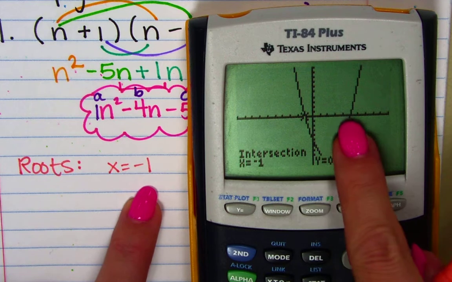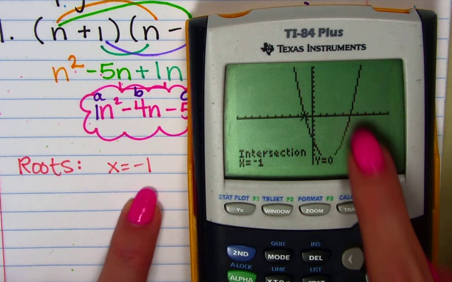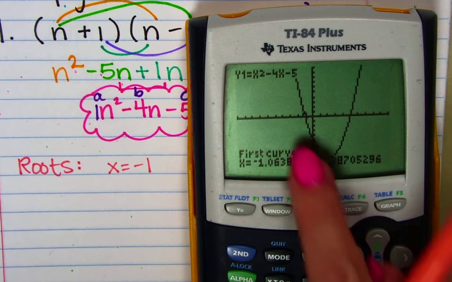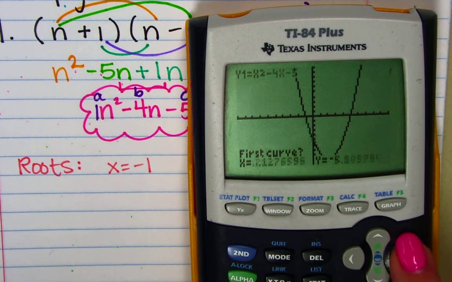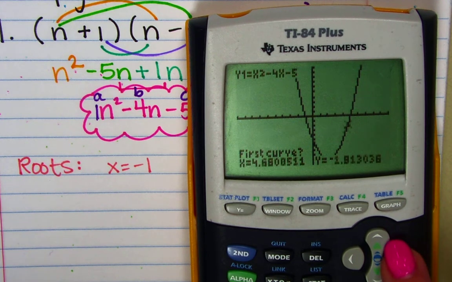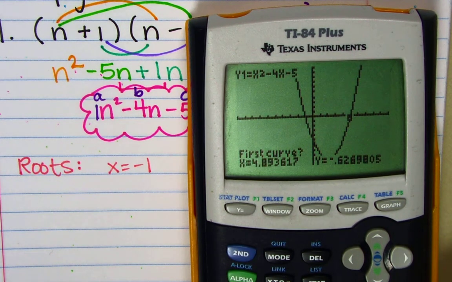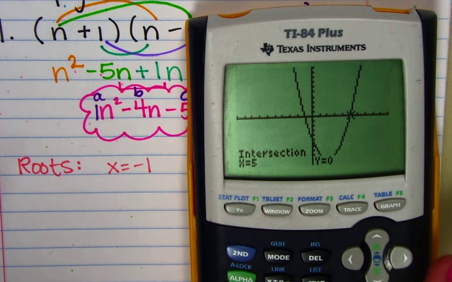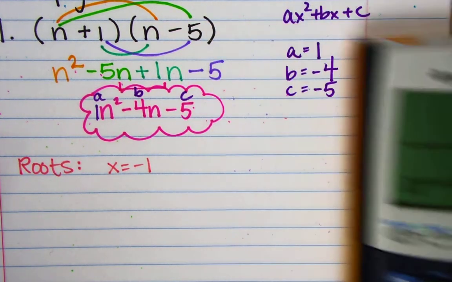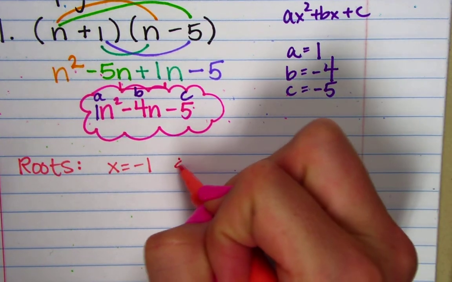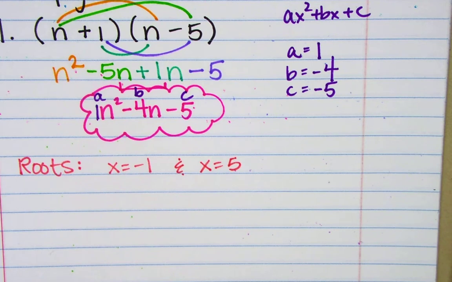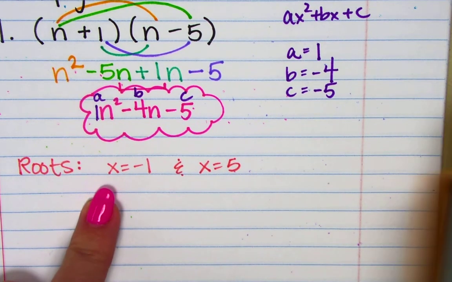Then we want to move to the other side. We need to do second trace 5, and then move it to the right side. Move your little cursor over there, and then push enter 3 times. And that's what? 5, right? X equals 5. Okay, so my roots, my solutions to that equation were -1 and 5.